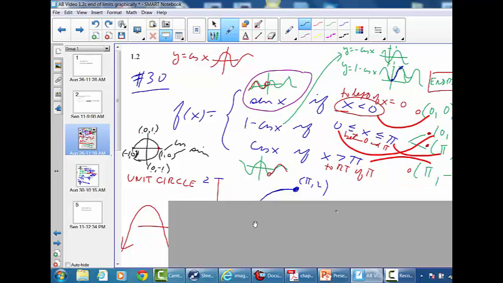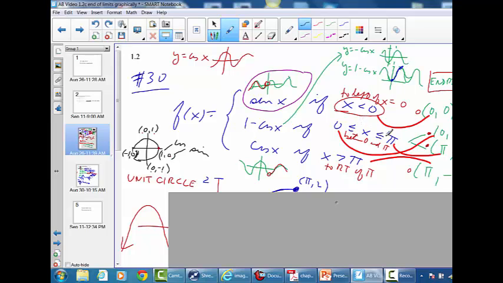1 minus cos x, what we do is, if this green graph is the graph of y equals cos x, then y equals negative cos x, you'll flip it over the x-axis, and then you'll move it up 1. So this point here, which is 0, -1, will now be at 0, 0. This point here, which was at pi, 1, will now be at pi, 2. And we're only graphing this graph between 0 and pi, which is this blue portion.